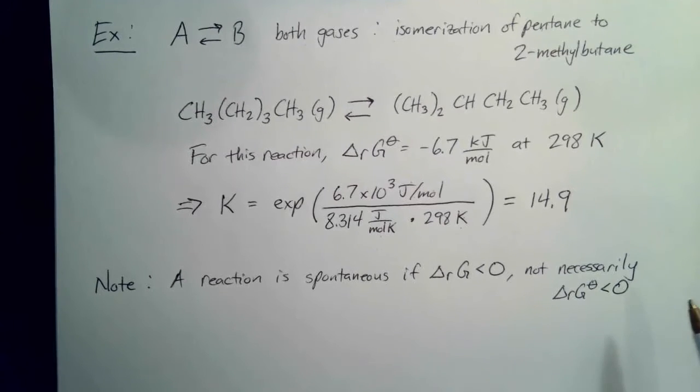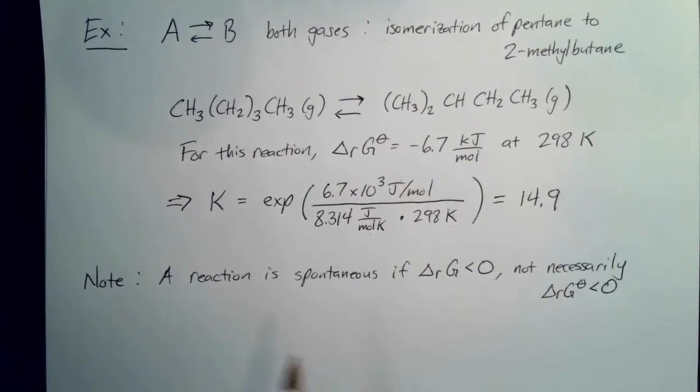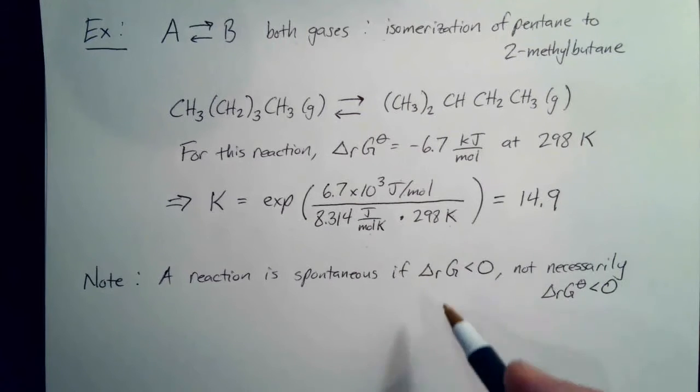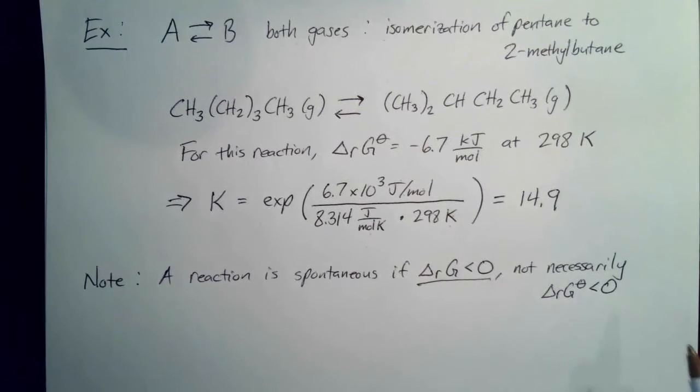So as an important note, I just want to add that a reaction is spontaneous if the Gibbs energy of reaction is negative, as we've discussed before. But that's not necessarily true if the standard Gibbs energy of reaction is less than 0. Okay, so this is our spontaneity condition here, not this, but this quantity is still useful because we can use it to find K.